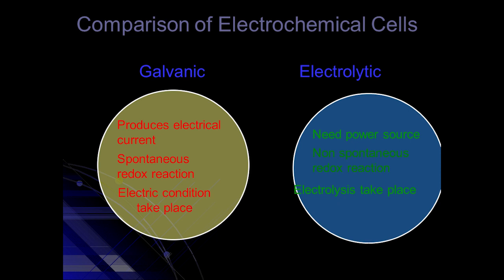And then electrolytic cell needs a power source, means here in the electrolytic cell electrical energy is converted into chemical energy. So here we need a power source and it is a non-spontaneous redox reaction and here electrolysis takes place.